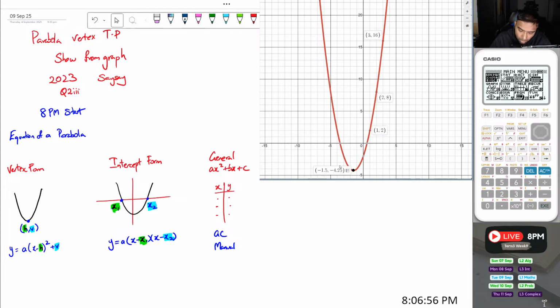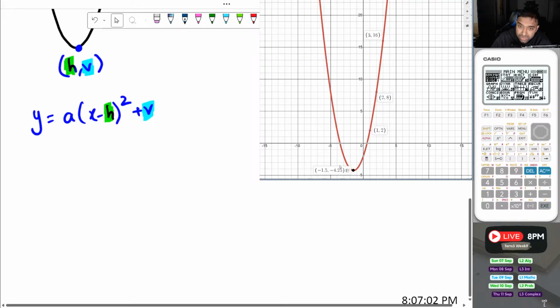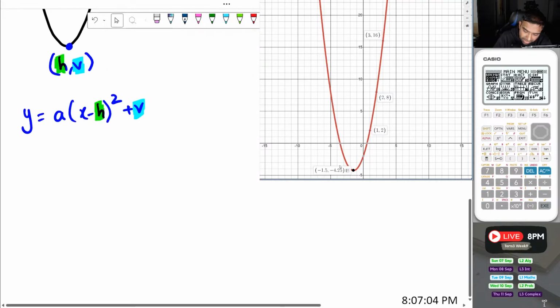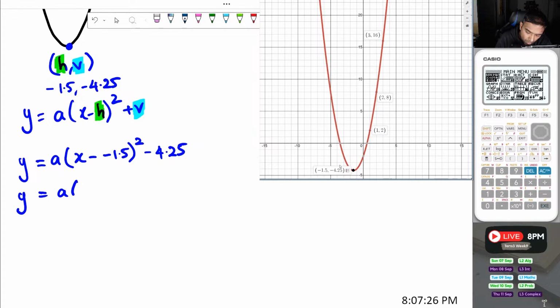What you can do is work it out, and I'm going to do it here just to show you guys. Because we have the vertex as negative 1.5 and negative 4.25, we can rewrite this as y equals a(x minus negative 1.5) squared minus 4.25. Simplifying this, we get a(x plus 1.5) squared minus 4.25.